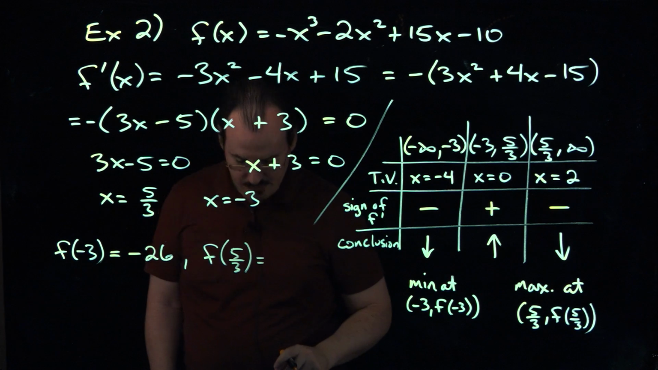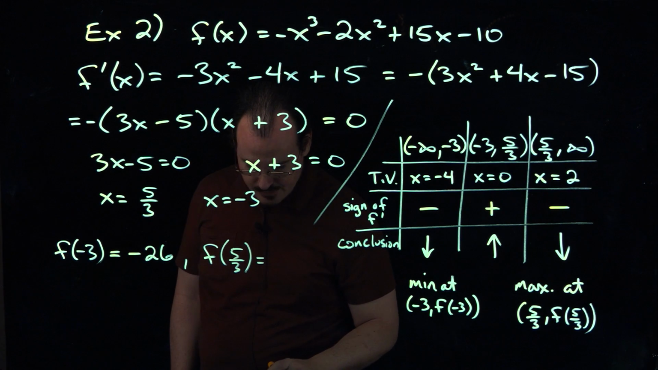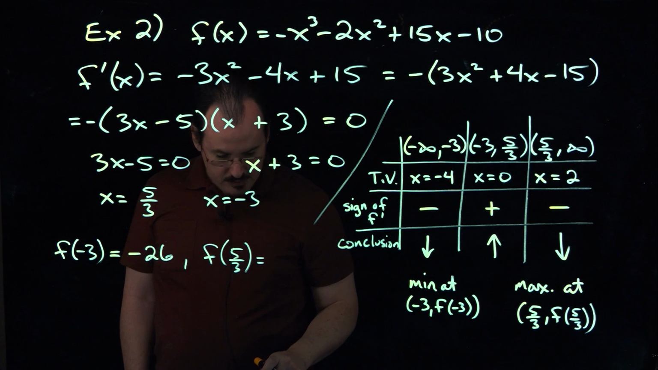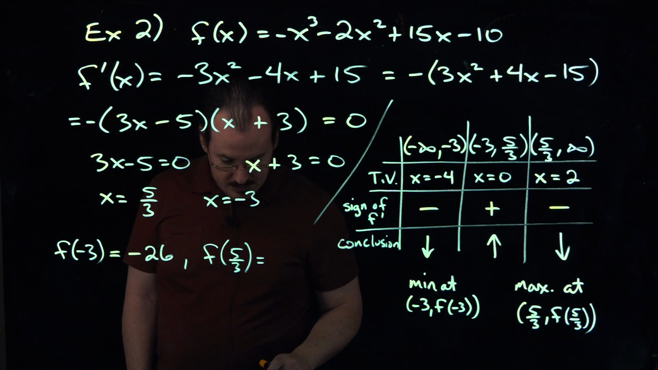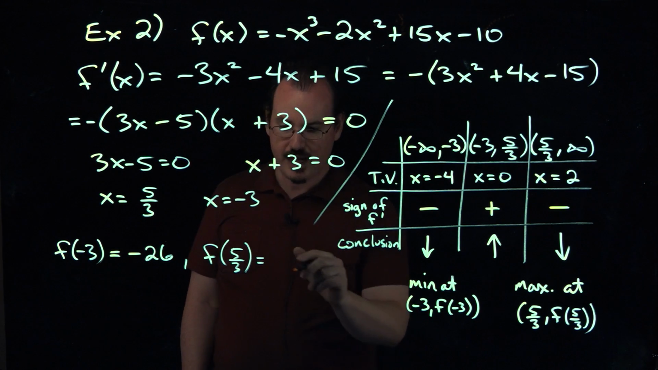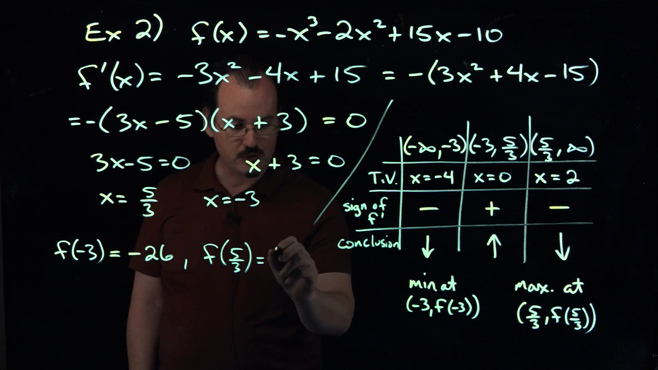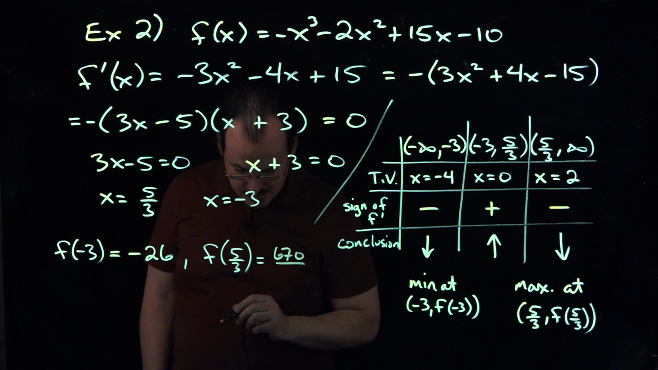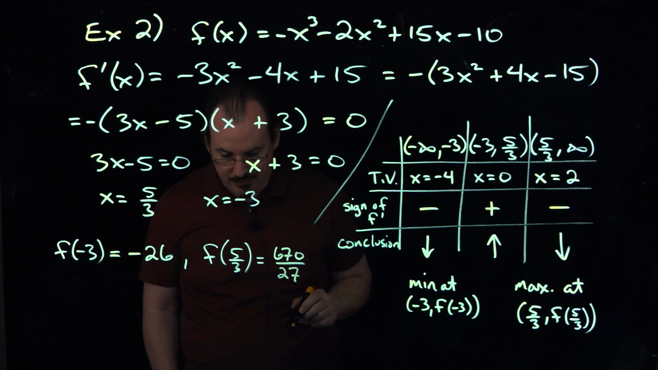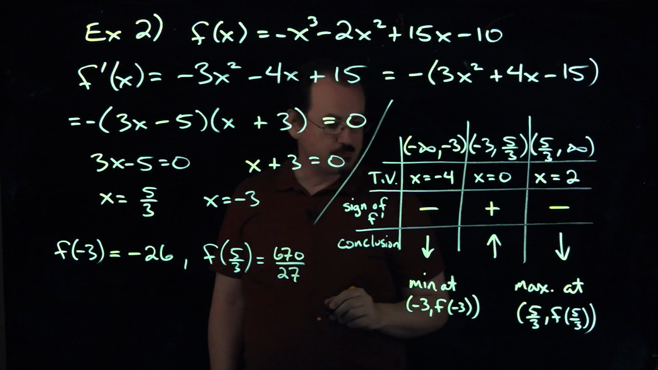and on MyMathLab, when you get questions like this, you're going to want to make sure that your answer is left as a fraction. So you can change decimals to fractions if you have a TI-83 or a TI-84. Just press the math button and you should see a thing that says frac on it. That will change any decimal, or most decimals, into fractions. So when I plug 5/3 into this function, I get 670/27. So that's a maximum value.